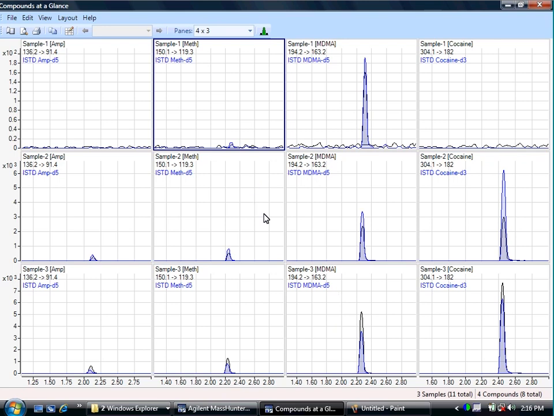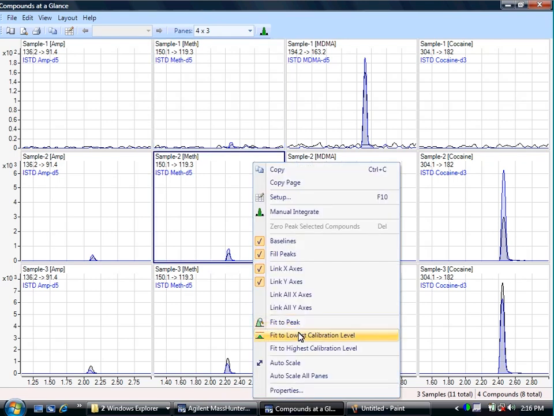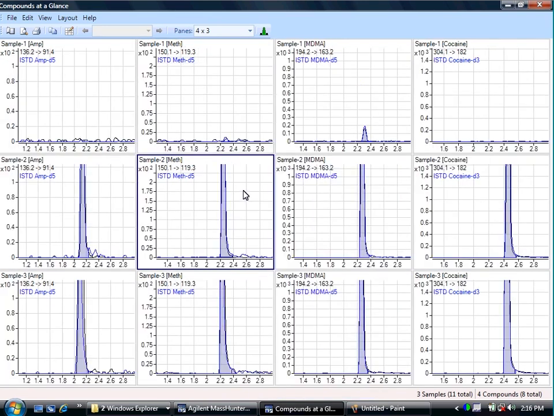You can see it a bit clearer if I fit to lowest calibration level. And if you look at sample 1, you can see that the ISTD really isn't showing up. That could be a bad thing.